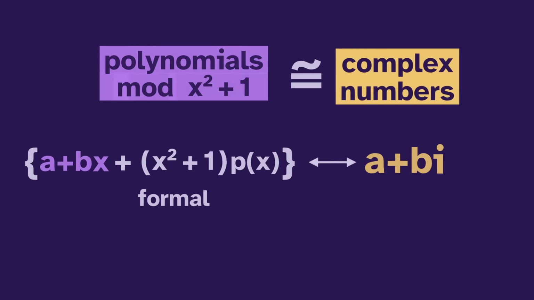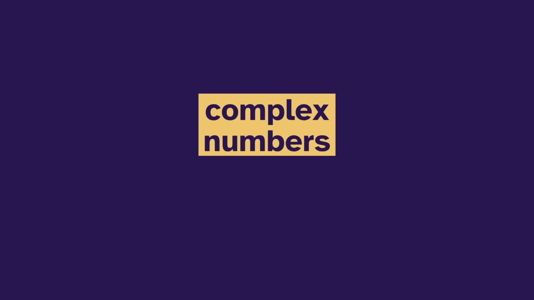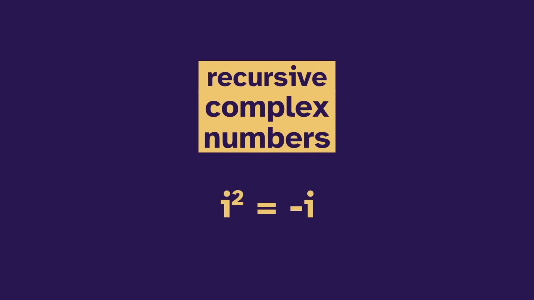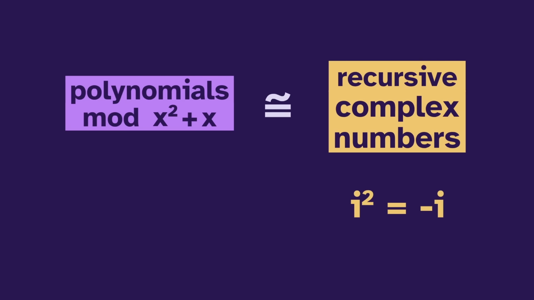We can generalize beyond the complex numbers. In my last video, we explored recursive complex numbers, where i squares to negative i instead of negative 1. We can construct this as the polynomials mod x squared plus x. The quotient definition sets the modulus to 0, and we get the desired behavior.